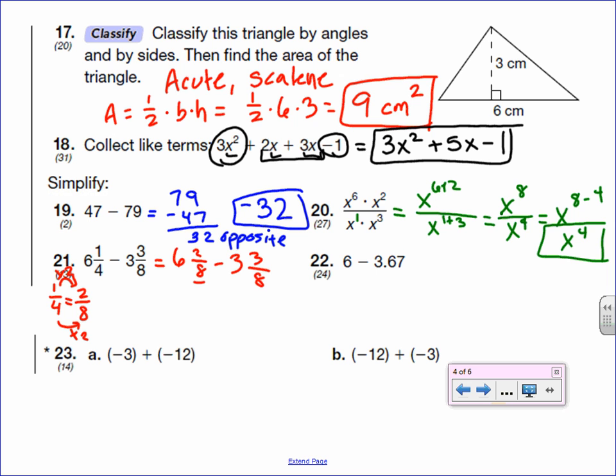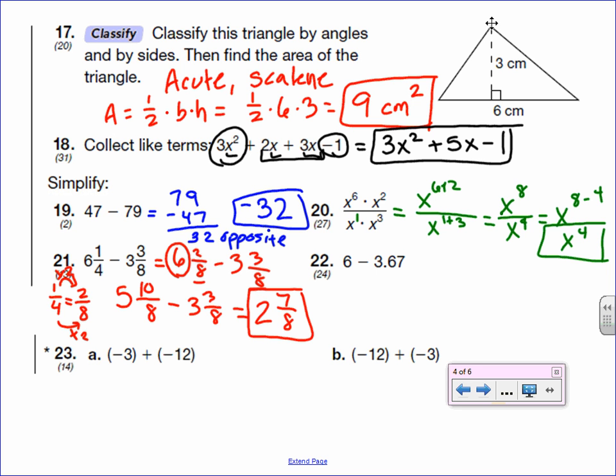But 2/8 is less than 3/8, so I can't take 3/8 away from 2/8. So what I do is I take a whole away from the 6, and I call it 8/8. So I'm going to have 5, and then 8/8 plus 2/8 is 10/8, minus 3 and 3/8. So now I can do 5 minus 3 is 2, and then 10 minus 3 is 7/8.